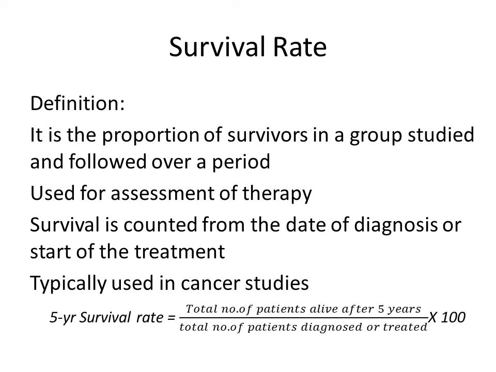The formula is 5-year survival rate: total number of patients alive 5 years after diagnosis or start of treatment divided by the total number of patients at the beginning into 100. Similarly, we can calculate 10-year survival rate, 20-year survival rate depending upon the disease and the therapy.